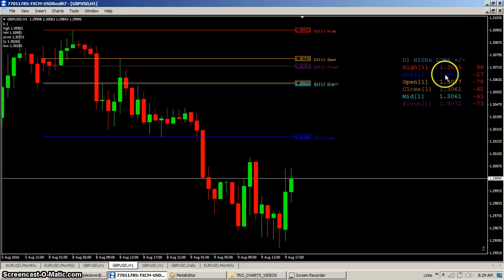And so you can see here, it's 27 pips below the low at the moment. And this is just a simple way of displaying the lines you need to make the trade.